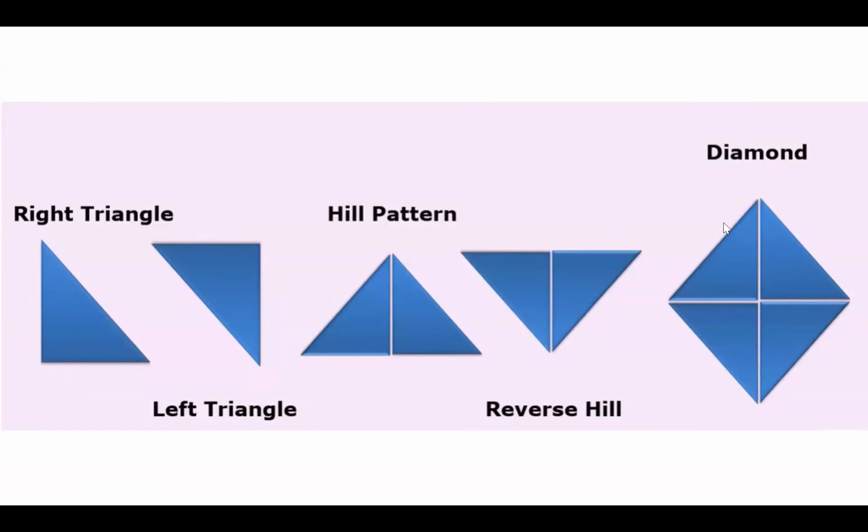And for this one, how many triangles are required? For this diamond one? Six total. Correct, because you don't require these two. So with these 6 triangles, 6 for loops are required.